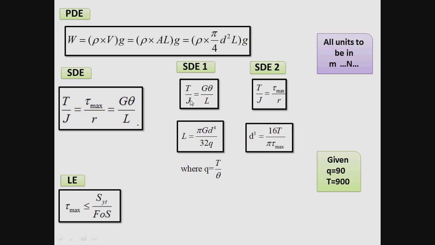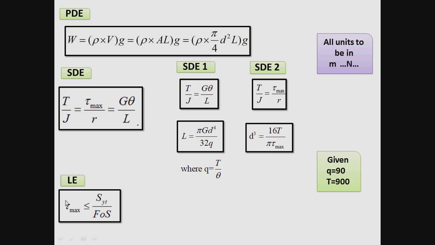Here J is substituted as pi d raised to 4 by 32. If you substitute pi d raised to 4 by 32, then we can get this equation, that is L is equal to pi G into d raised to 4 divided by 32 into Q. Q means, instead of T by theta, Q is substituted. So from this equation it is derived. Instead of R it is d by 2, diameter upon 2, it is radius. R is equal to d upon 2, J is equal to pi d raised to 4 upon 32. If you substitute that, we are going to get this equation. So these are the secondary design equations.